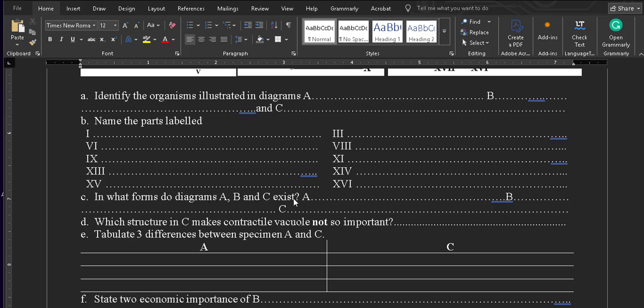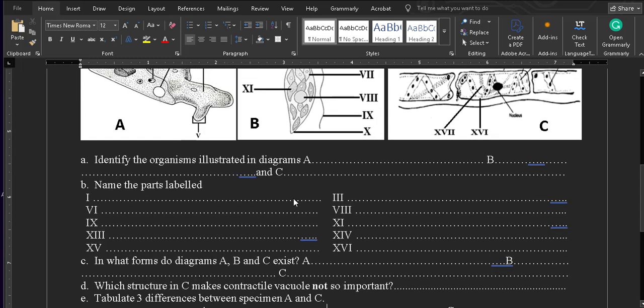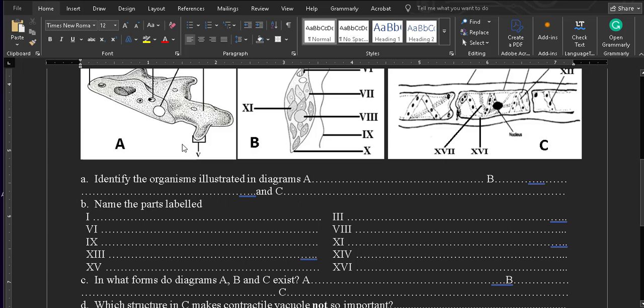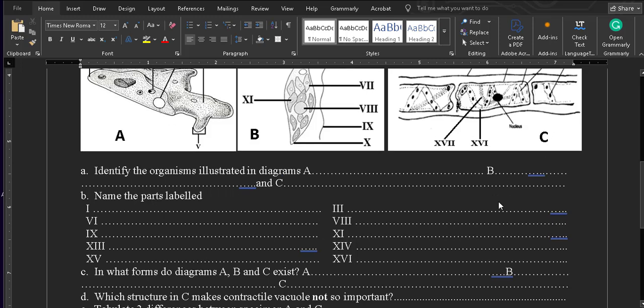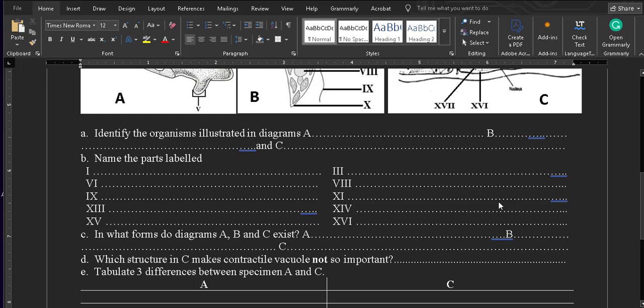In what forms do diagrams A, B, and C exist? Right. So A, in which form does it exist? It's unicellular, right? B is unicellular as well. And then C, we say, is filamentous, right? That's the form in which it exists. C, that Spirogyra, is filamentous.